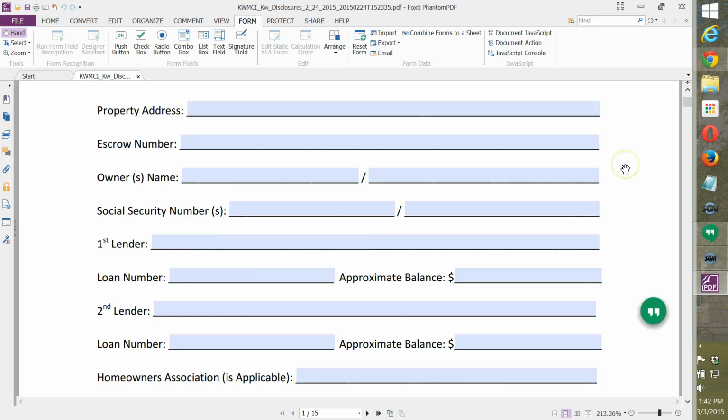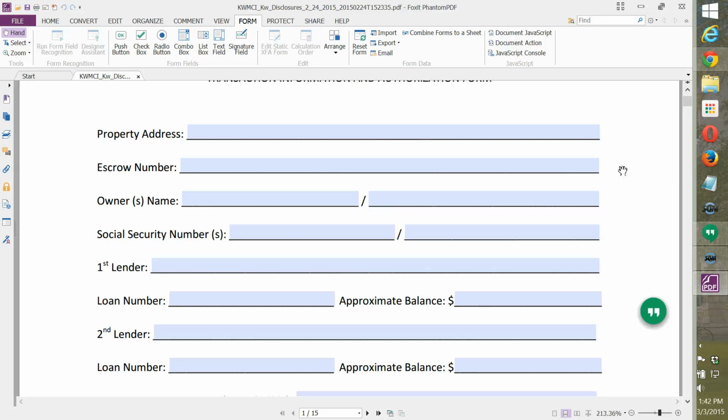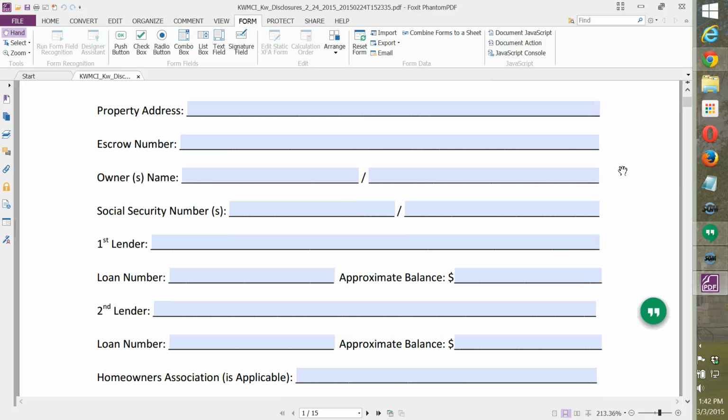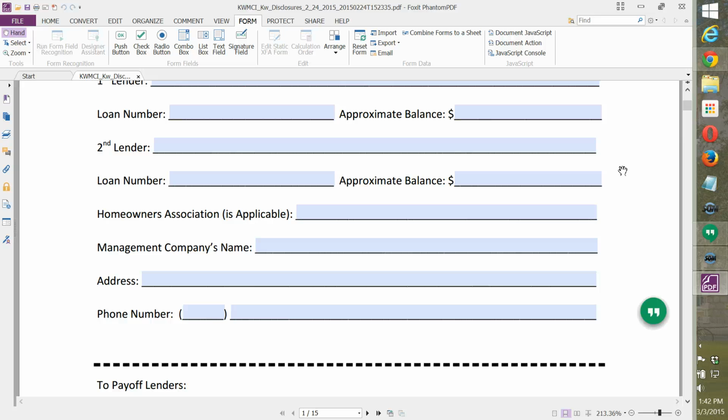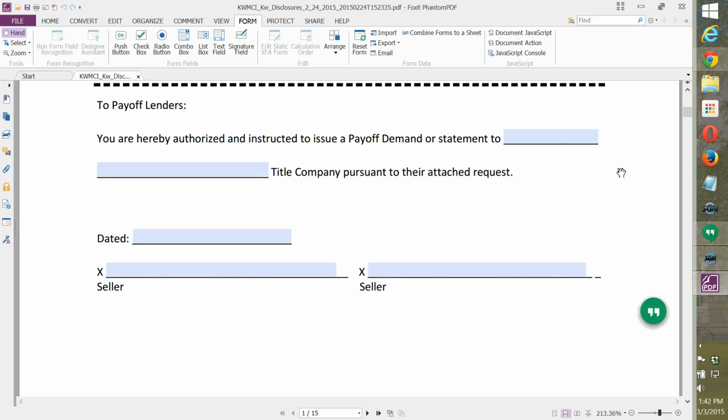Typing, see, that one worked really good, didn't it? And you could type out the information. Now this could be sent to them in advance, and I can show you different ways of doing that as we go through this, where they would fill out their information, put in loan information, approximate balance, homeowner association, management company's names, address, phone number, pay off lenders, and there's a place for them to sign, right? All of this can be done electronically, and I'm going to show you how to do that. Doesn't that sound like fun?